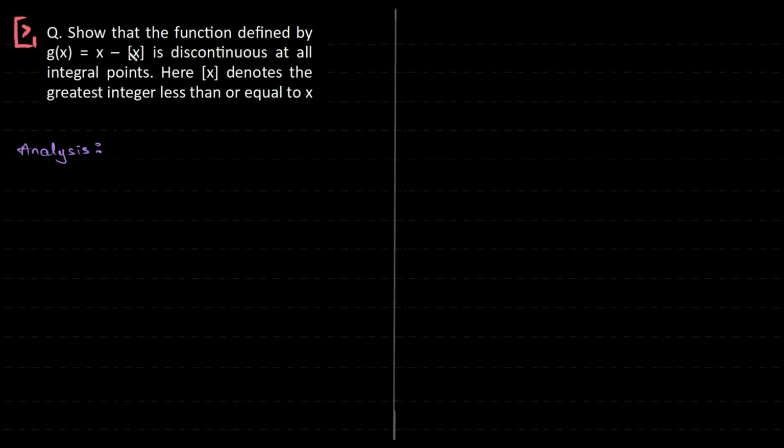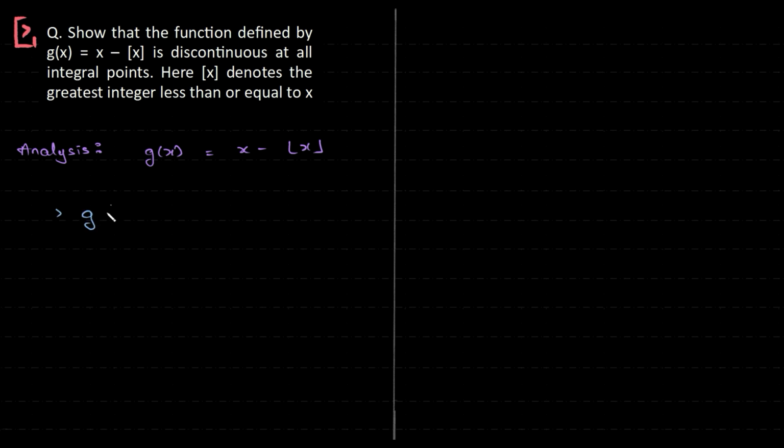Show that the function defined by g of x, which is equal to x minus floor function of x, is discontinuous at all integral points. So one more name for floor function is greatest integer less than or equal to x. I would like to start off the answer by analyzing it with some inputs.